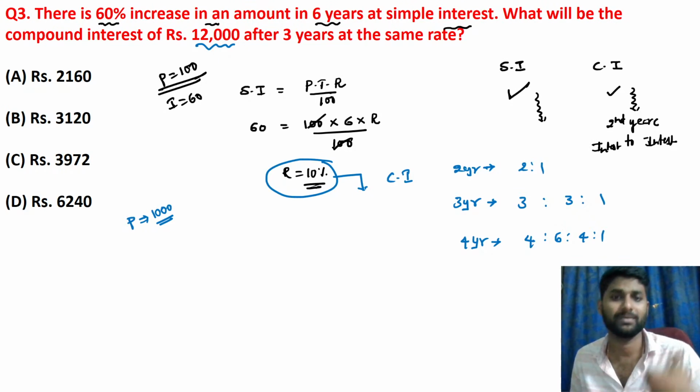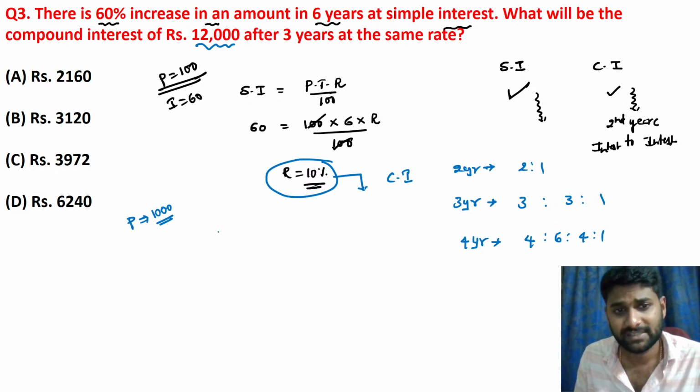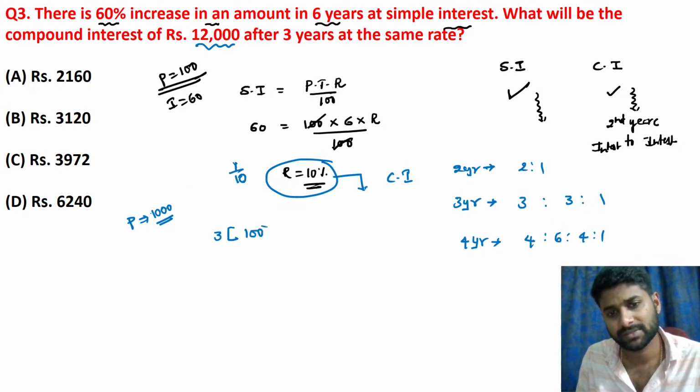For 4 years, we are assuming whole power 4 as a denominator. Now, for 3 years, you already know the 10 percentage means 1 by 10. 1 by 10th of 1000 means you have to pay 100 rupees.